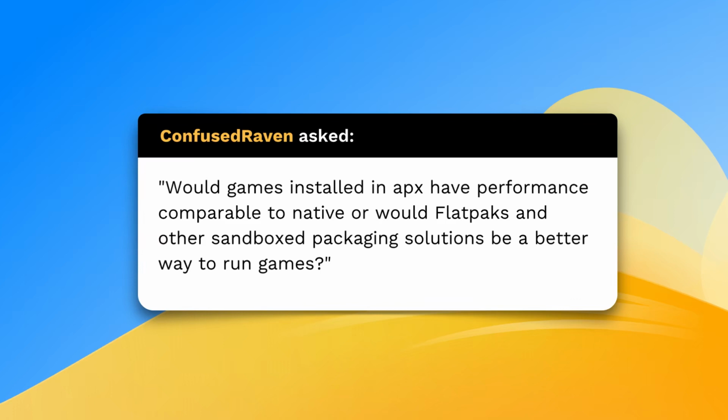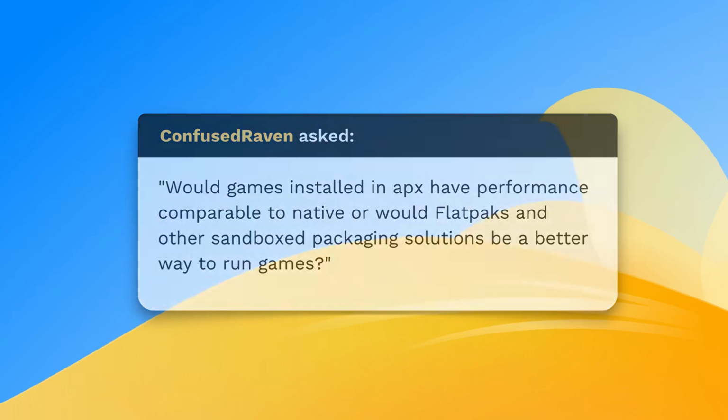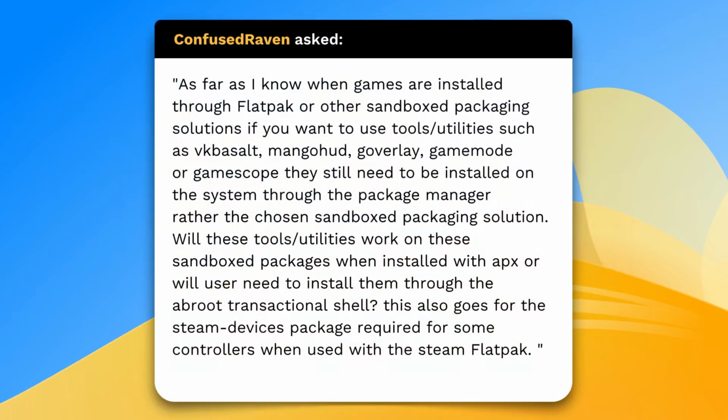It must be said though that Flatpak and Snap are much more tested formats today and should take priority over Apex. As far as I know, when games are installed through Flatpak or other sandboxed packaging solutions, if you want to use tools or utilities such as VK Basalt, Mango HUD, GOverlay, Game Mode or Game Scope, they still need to be installed on the system through the package manager rather than the chosen sandboxed packaging solution. Will these tools and utilities work on these sandboxed packages when installed with Apex, or will the users need to install them through the AB root transactional shell? This also goes for the Steam Devices package required for some controllers when used with the Steam Flatpak.